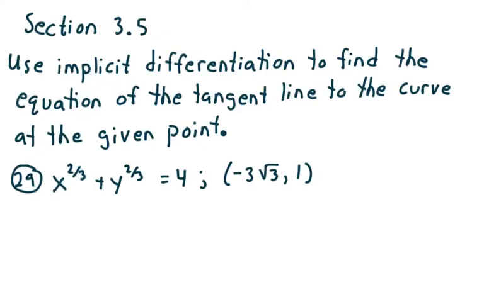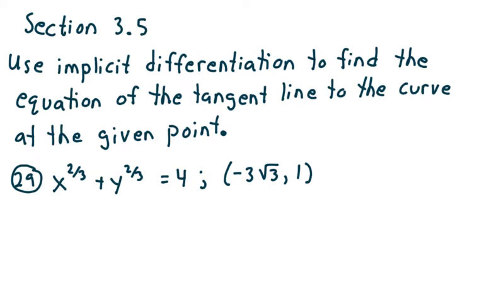This is a video from section 3.5. The directions say to use implicit differentiation to find the equation of the tangent line to the curve at the given point. On 29, we have x to the 2/3 plus y to the 2/3 equals 4, and the point is negative 3 root 3, 1.